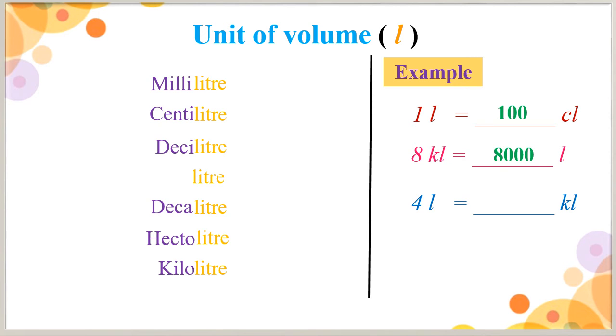Third one, 4 liter equals dash kiloliter. Here liter is the smallest unit and kiloliter is the biggest unit. That means small to biggest one, so we want to divide by 10 at each interval. How many intervals are there? Three intervals. That is 1 by 10 multiplied by 1 by 10 multiplied by 1 by 10 will get 1 by 1000. Already we have 4, so 4 multiplied by 1 by 1000 will get 4 by 1000.